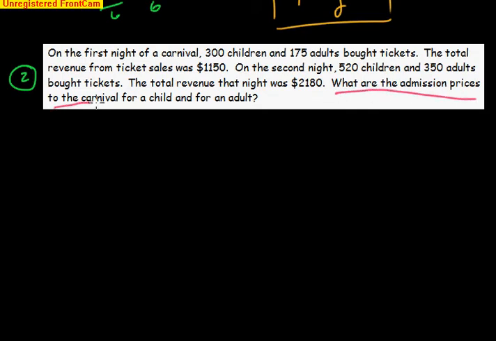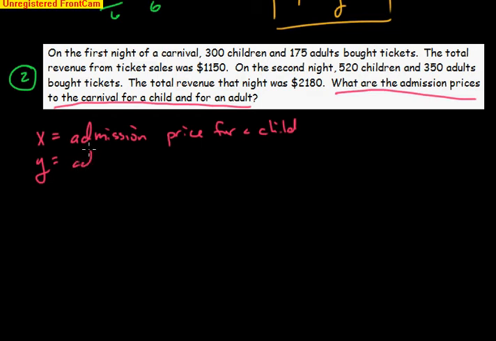Find the question. This is where you get your variables from. So, what are the admission prices for an adult and a child? Or for a child and an adult. So, x will be the admission price for a child, and y will be the admission price for an adult. Okay? That's what we'll do. Admission price for a child, admission price for an adult.